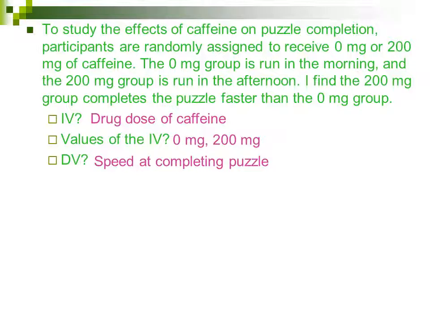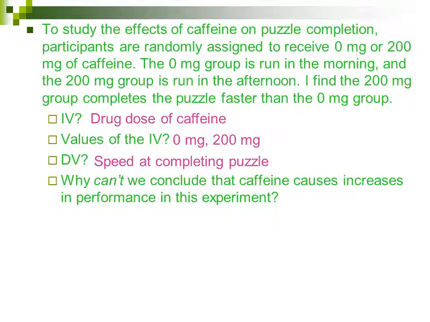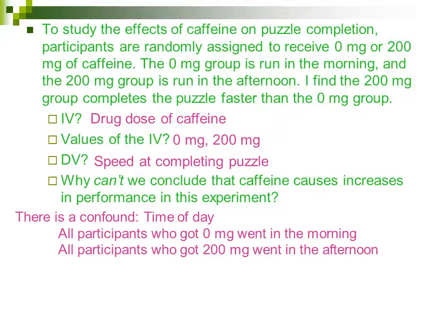So in this case, we're finding that the independent variable does affect the dependent variable. I find the 200 milligram group completes the puzzle faster than the 0 milligram group. However, in this example, we can't conclude causation. So why not? Why can't we conclude that caffeine causes increases in performance in this experiment? Well, it's because there's a confound present. So specifically, there's a confound between drug dose of caffeine and time of day.